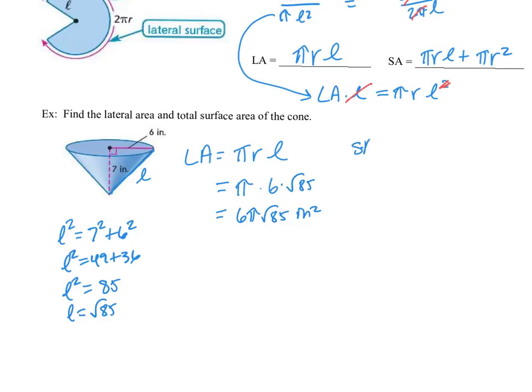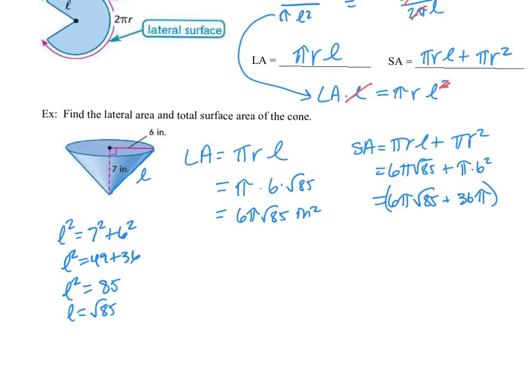So then to find total surface area, we will take pi r L plus the area of the one circle, pi r squared. We've already done pi r L. That was 6 times pi times the square root of 85. So let's add to that the area of this base with radius 6. That's going to be pi times 6 squared. For our final answer, we'll write 6 pi times the square root of 85 plus 36 pi. Let's put parentheses around all that and put the proper unit of inches squared. All right, so there's lateral area and surface area of this last example.